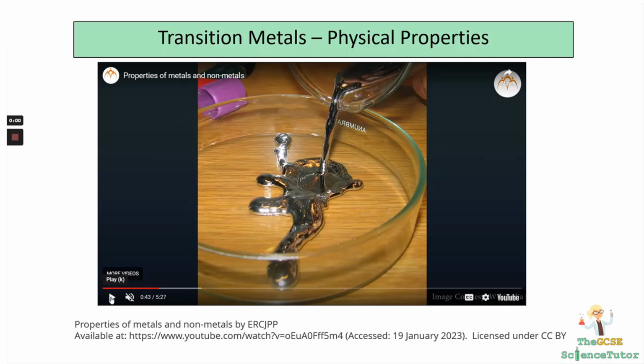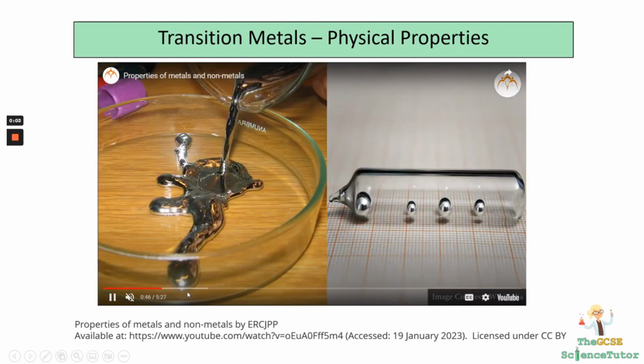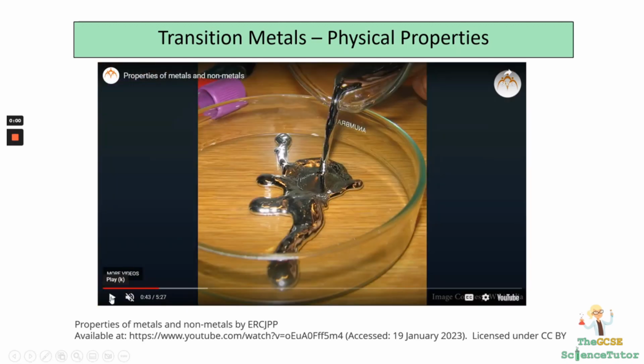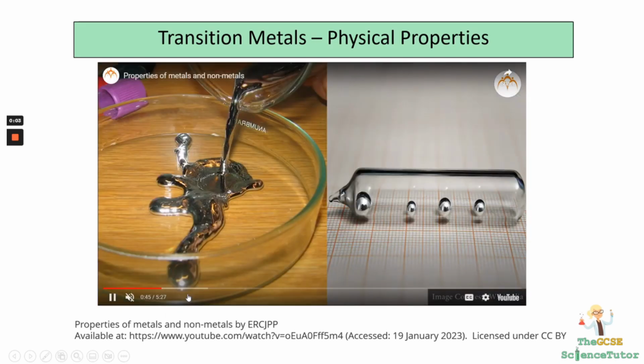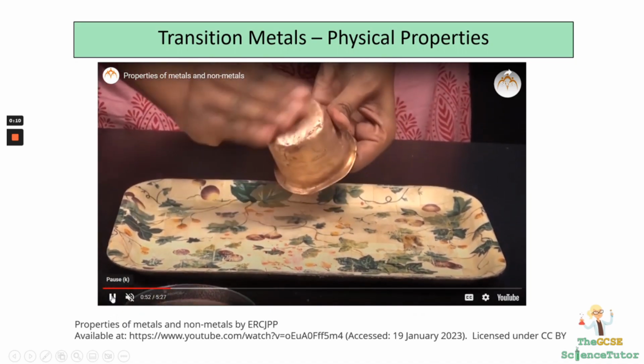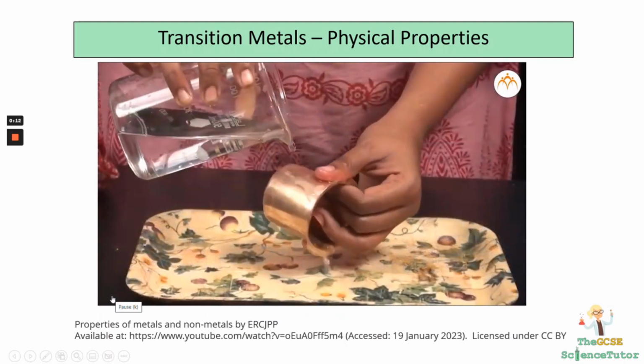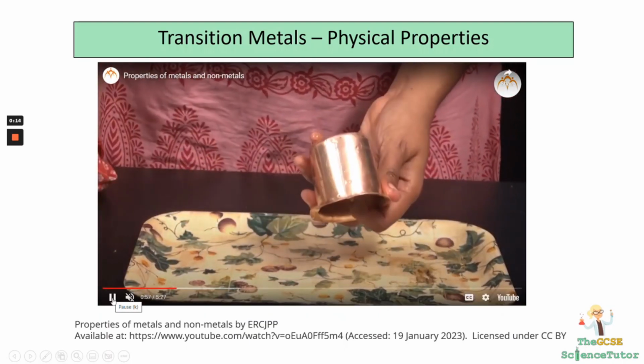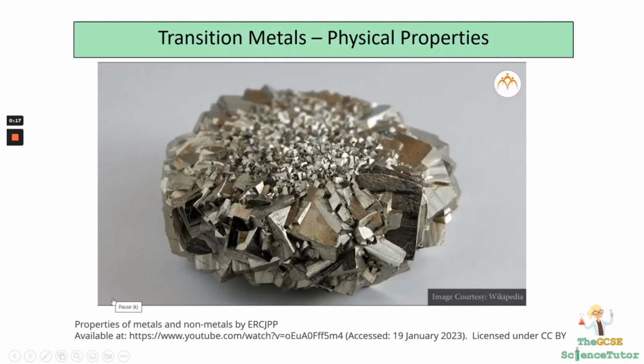And now the physical properties of the transition metals. Most of the transition metals are solids at room temperature, aside from mercury. They are hard, and shiny, as can be seen here. Some gold and silver.